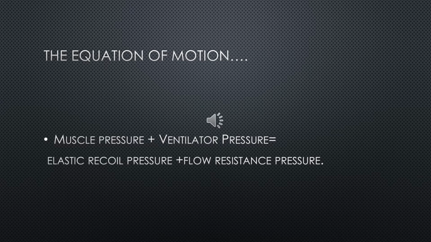That muscle pressure, that's what the patient can generate, plus the ventilator pressure, should be equal to the elastic recoil pressure, or your compliance, and then the resistance. Not too bad, right? Compliance and resistance need to be equal with muscle pressure and ventilator pressure to equate to a normal blood gas. Not too bad, right? We figured it out. Good job.